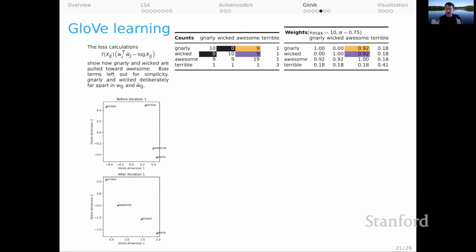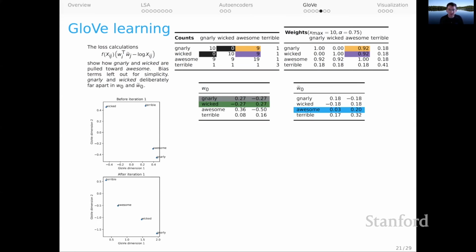Keep in mind that because of that function f, by and large with GloVe, we're dealing not with the raw counts, but rather with the reweighted matrix. And that preserves this property that they never co-occur, and it gives differently scaled values for the rest of the co-occurrence or pseudo co-occurrence probabilities. All right, and then here's what we're going to track. This is the gnarly vector in W, and you can see I've made them as far apart as I could. They're kind of opposed to each other. And we're going to see how they get pulled toward awesome in the context vector.